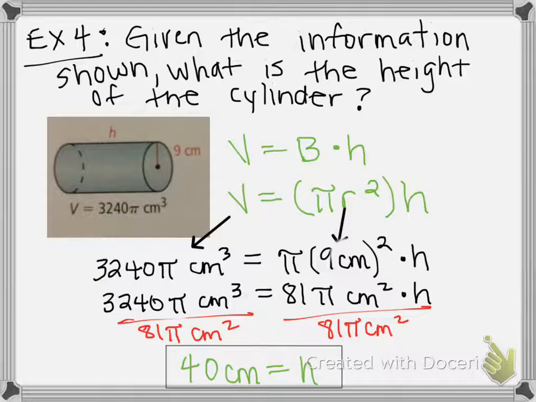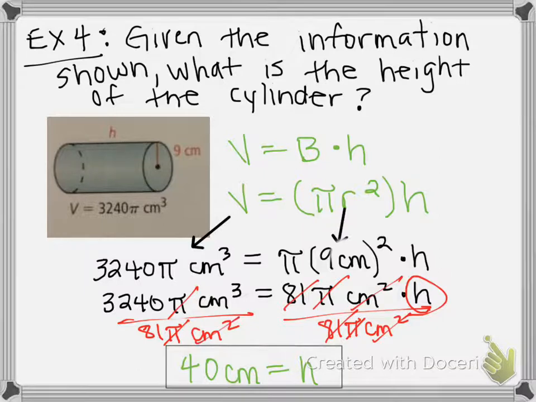Doing so on both sides, we actually see here that the centimeters squared will cancel, the pi will cancel, and the 81 will cancel. So we're left only with height on the right side. And on the left side, the pi's will cancel here as well.